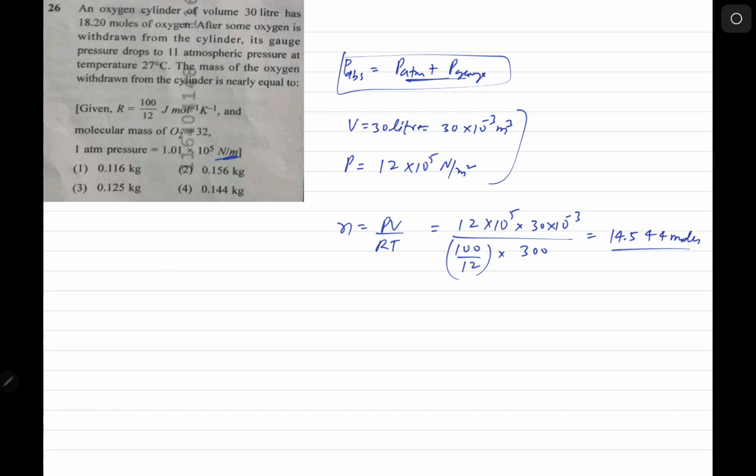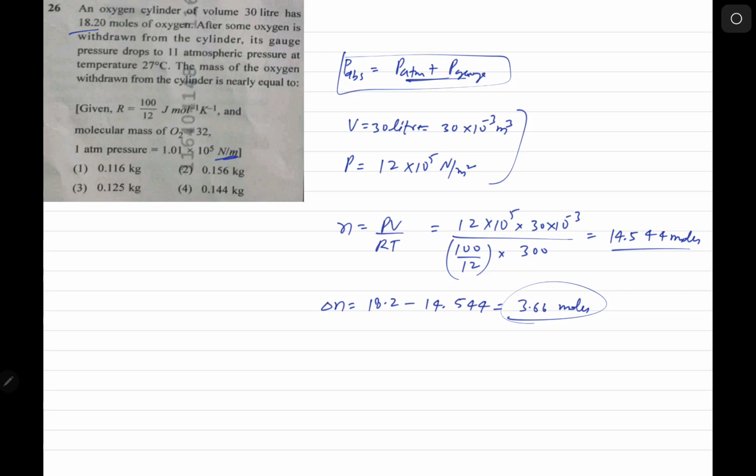Now the number of moles is this one. Now we'll see the number of moles that went outside. Initial number of moles 18.2, final is this one, so delta n is 18.2 minus 14.544, which makes 3.66 moles. So 3.66 moles were gone from the cylinder.